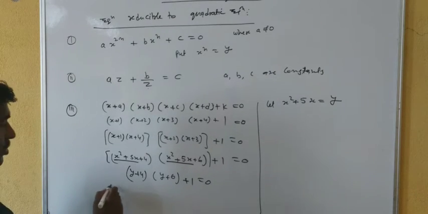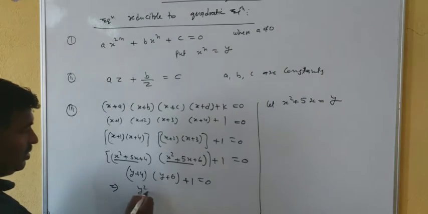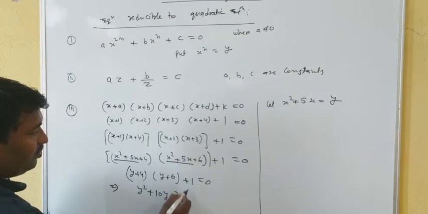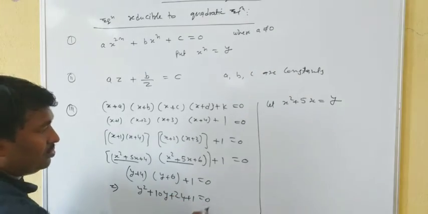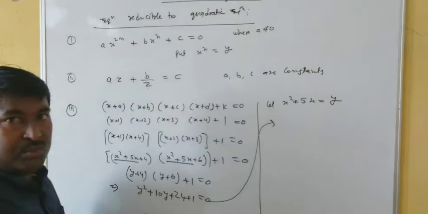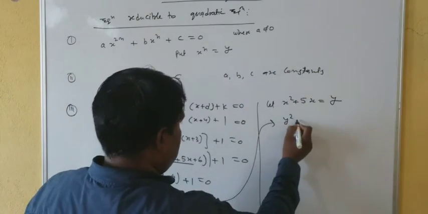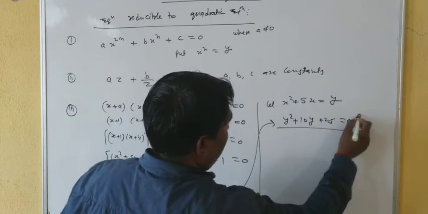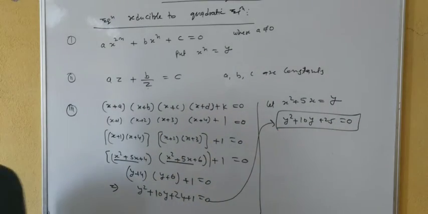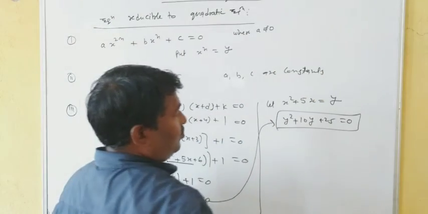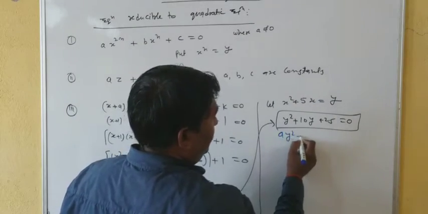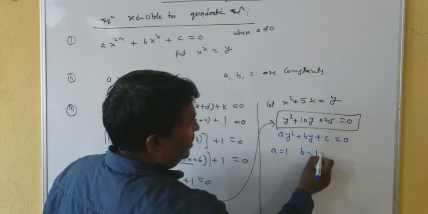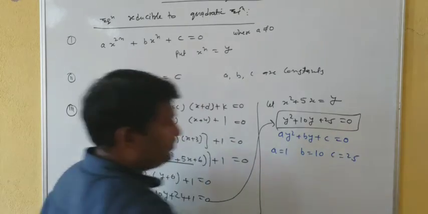Is it so? Now solving this, what do you get? y square plus 6y plus 4y, that is 10y, plus 24 and plus 1 is equal to 0. Now from here you get y square plus 10y plus 25 is equal to 0. Can you solve this quadratic equation? Of course you can, by comparing with the standard form a y square plus b y plus c is equal to 0. Here a is 1, b is 10, c is 25.